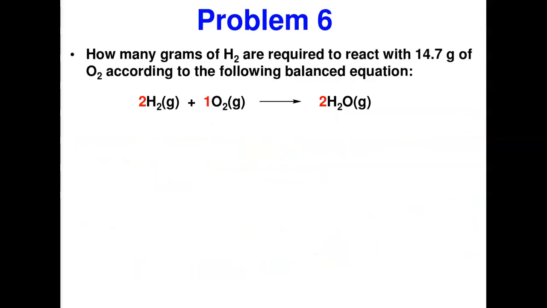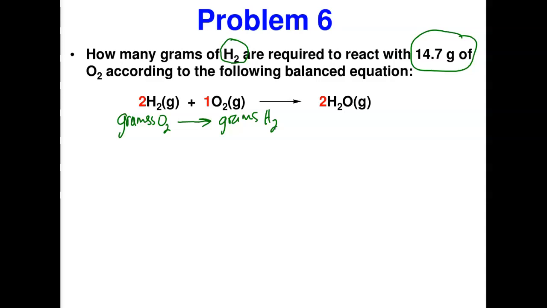So now, again, we're still using this. It says how many grams of hydrogen are required to react with 14.7 grams of oxygen. So again, we want to convert from grams of O2 to grams of hydrogen. Remember, you can only look for 2 things at a time.